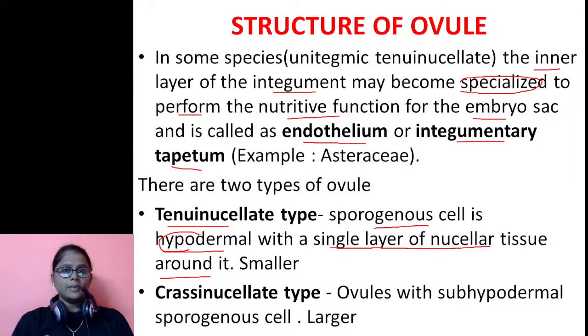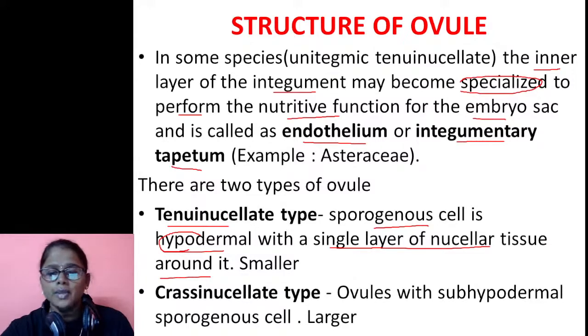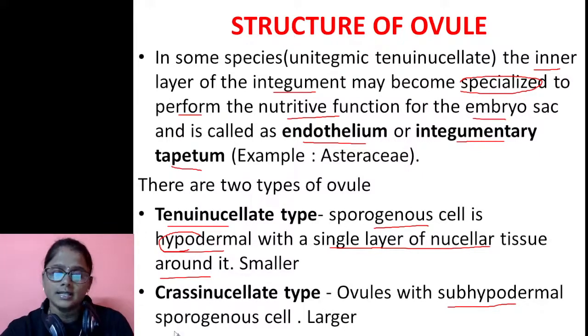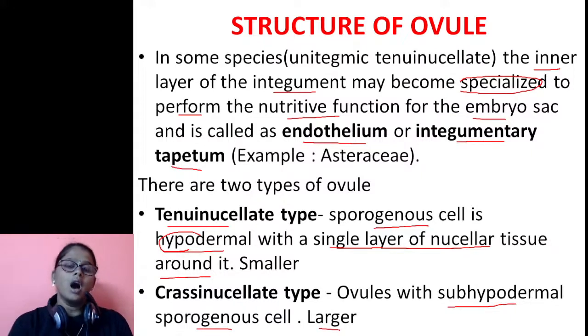Hypodermal means they will be present above the layer. So they will be present above the layer and you can see only one layer of the nucellus tissue around them. And such a type of ovules are very smaller in size. Whereas if you take a crassinucellate type of ovule, here the ovules will be containing subhypodermal, that is below the hypodermal region, the sporogenous cells will be present. And these type of ovules are larger in size.